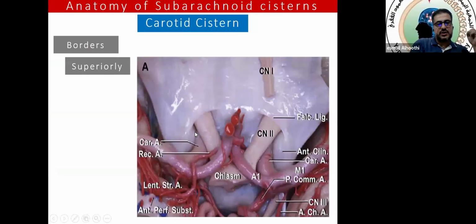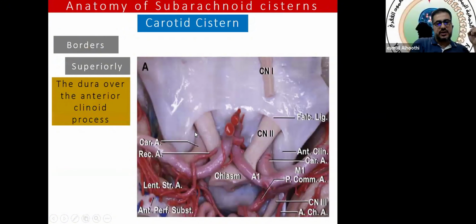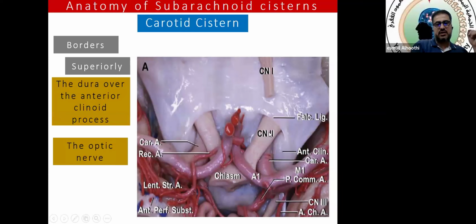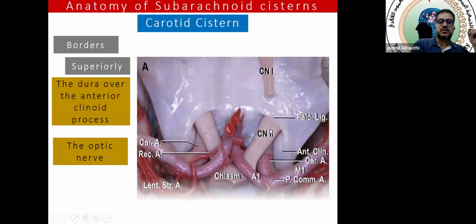The boundaries of this carotid cistern: the superior boundary is the dura over the anterior clinoid process. So this is the anterior clinoid process, and the dura makes the superior boundary of the carotid cistern. This is the internal carotid artery within this cistern. Also, the optic nerve makes the superior boundary of the carotid cistern.